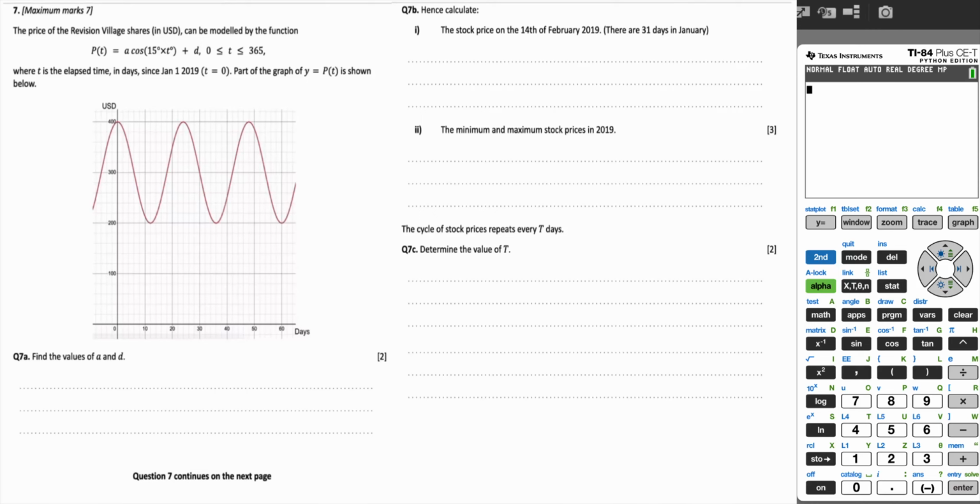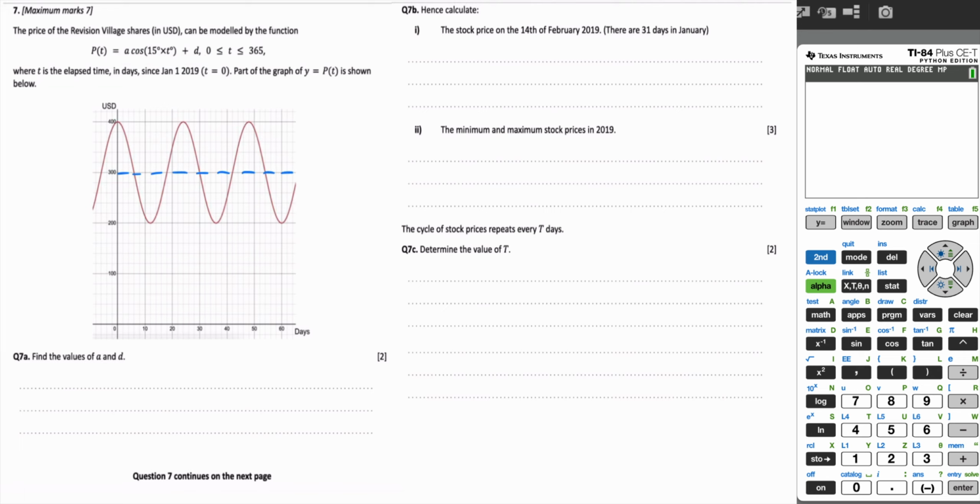This question is on trigonometry modeling. So we can see we've been given the first part, or the basic part of the equation. We have a cos 15t plus d. Now, using our knowledge of trig modeling, we know that the d is the principal axis. So that's this part here.